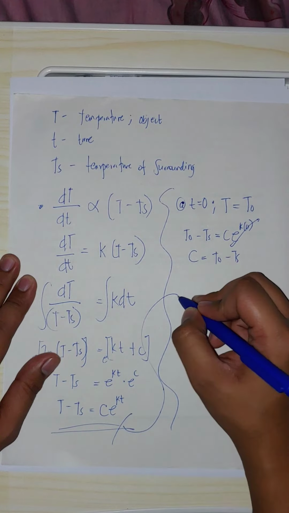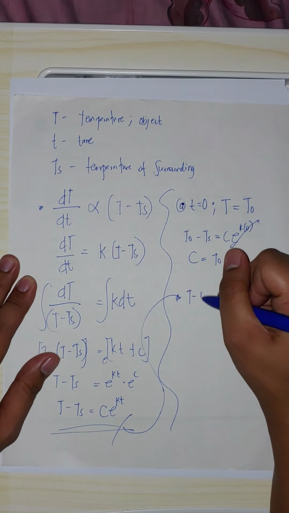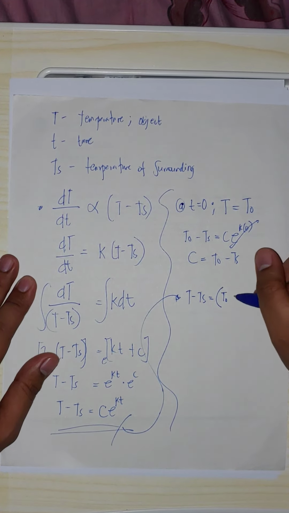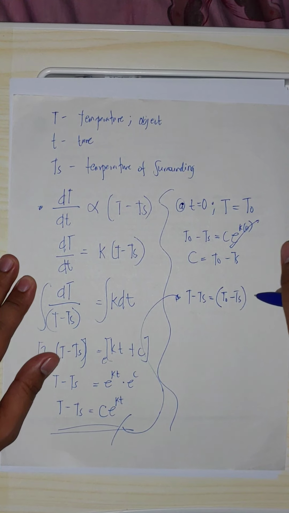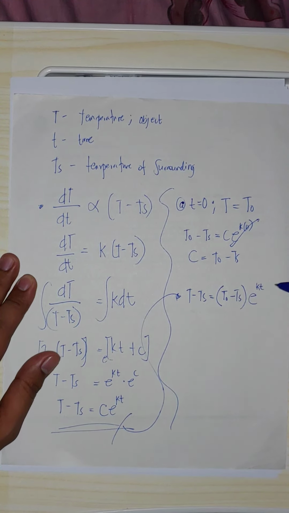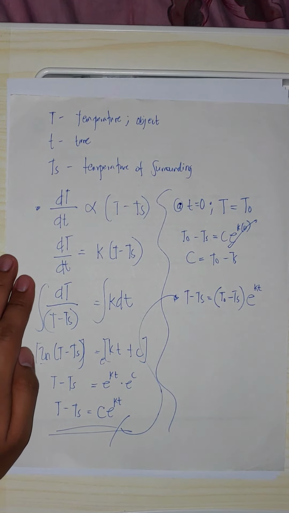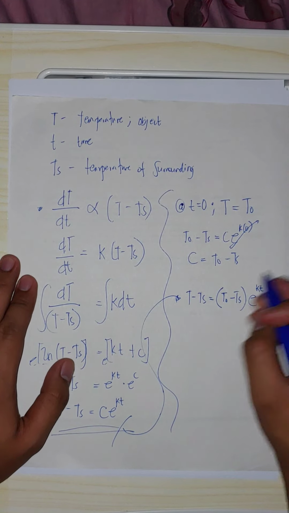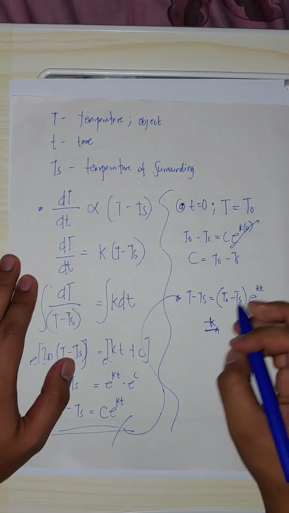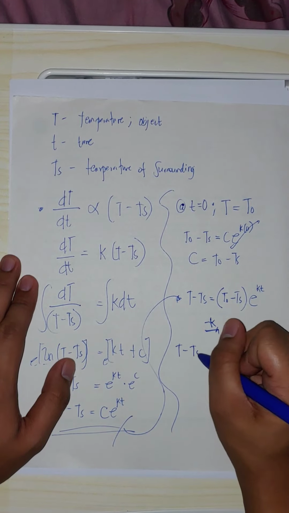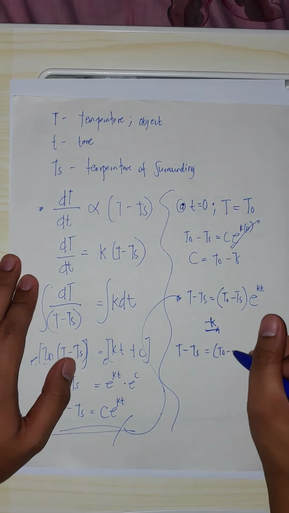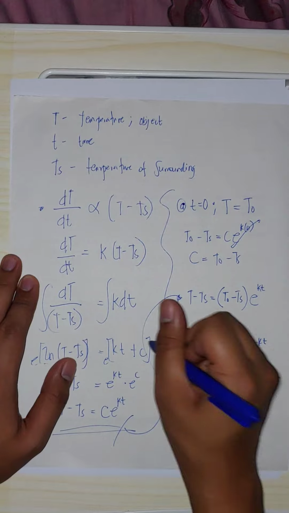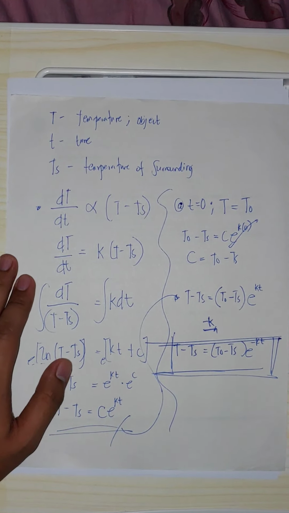Therefore, this equation then becomes what? T minus Ts is equal to the initial temperature of the object minus the temperature of the surroundings, times e raised to the kt. Or, since K is a proportionality constant, it is written as a negative K, so our final equation is T minus Ts is equal to T0 minus T sub S times e raised to negative kt. And we can use this equation for our Newton's law of cooling.